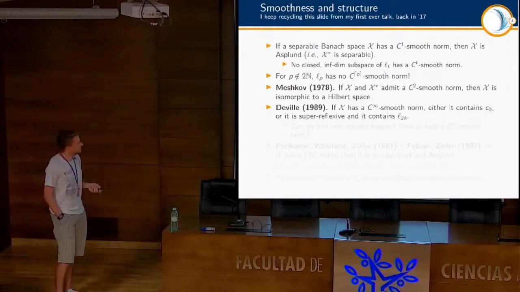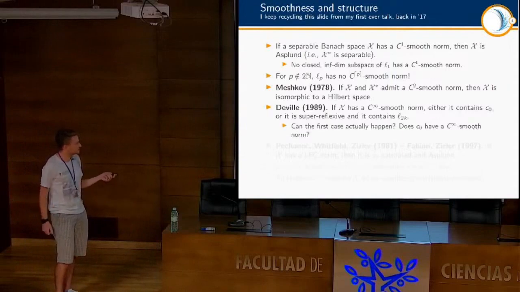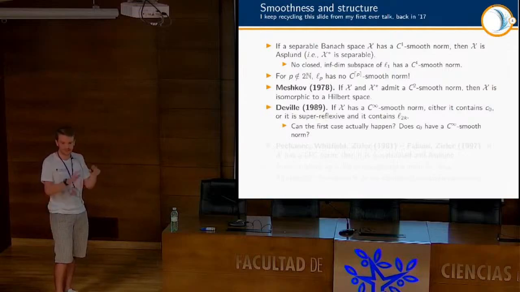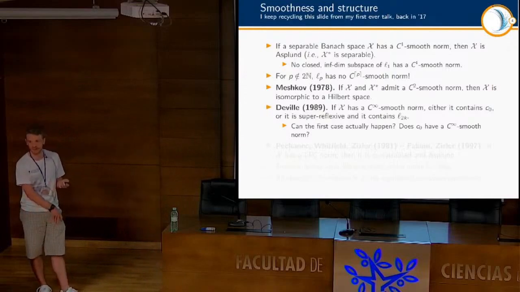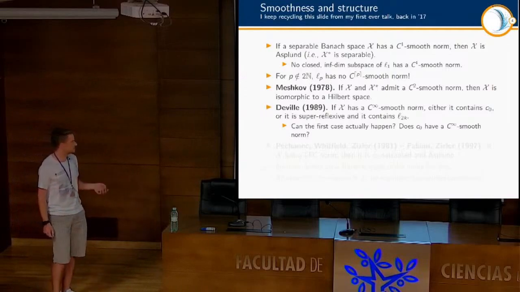And now again, I'm talking about this C0 guy, but can I get the first case? So can I have C0 in a space which is very smooth? So can I have a C infinity norm on C0? Again, the canonical norm is a square, so it is not differentiable. Can I get something better if I renorm it? Can I get differentiable norms on C0? As I said, this is going to be explained later.